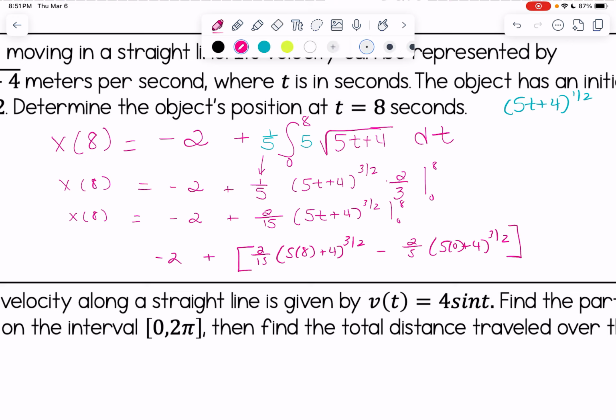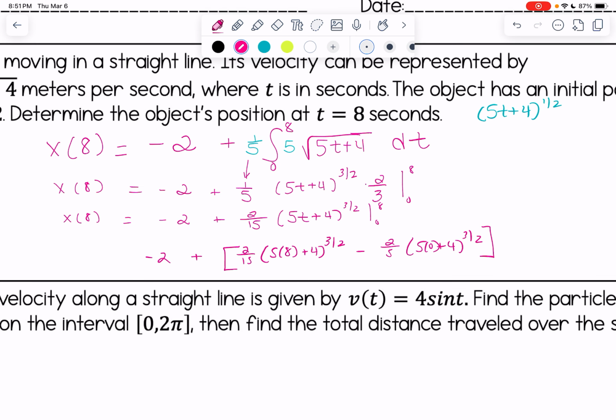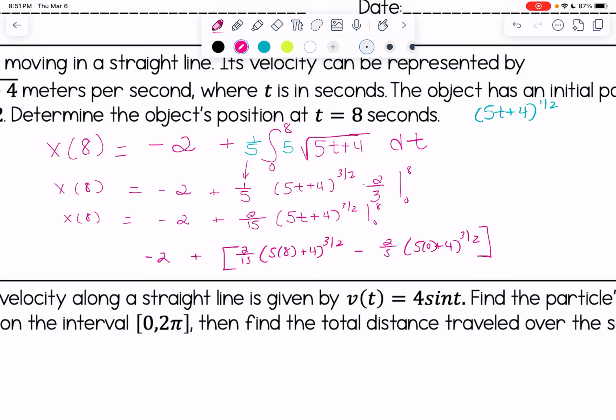And when I evaluate this, this will give me the object's position at t equals 8 seconds. So when I simplified this using my calculator, I got that the object's position is 35.848 when we round to 3 decimal places.